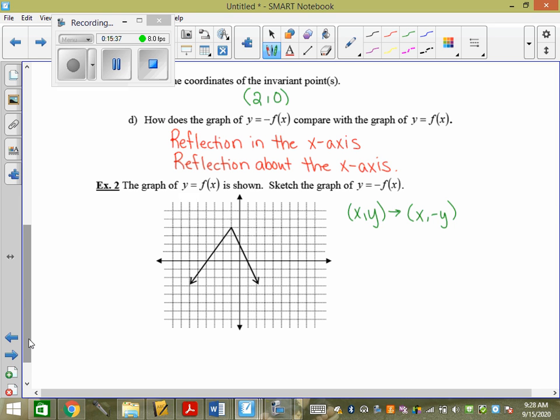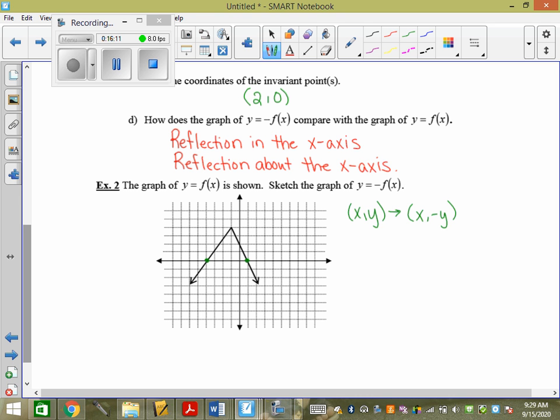If I only have a reflection, where is this invariant? This is a reflection in the x-axis, or a reflection about the x-axis, right? So where is it reflecting about? The x-axis. So where are my invariants going to be? The x-axis. So I'm going to draw them right away. Boom, boom. I don't even need to show anything. Those babies are staying the same. Right? They're not changing.